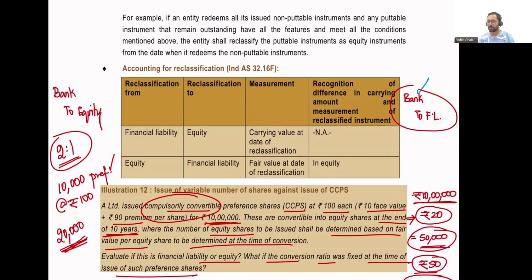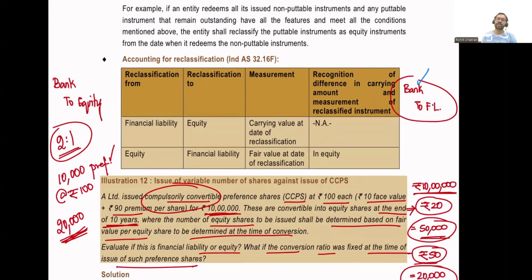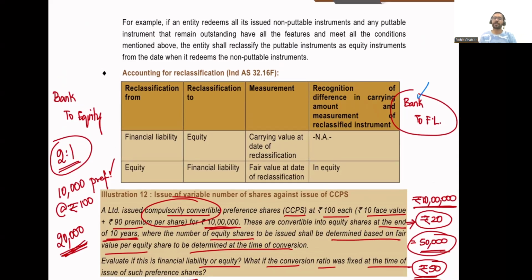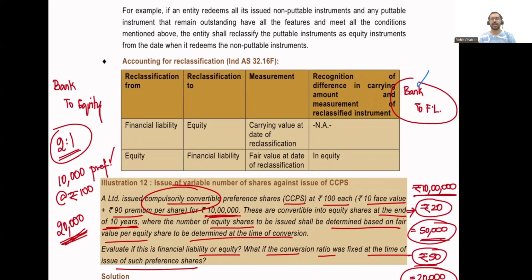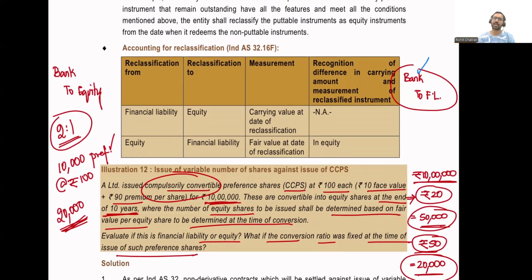The journal entry will be bank account debit to financial liability, where an entity has an obligation to issue a variable number of equity shares, and where the variable number of equity shares stems from changes and fluctuation of fair value per share, which means as the fair value of the share changes, you will change the number of equity shares to be issued. In such a case, we are going to classify the preference shares as a financial liability until the end of 10th year. All right, until the end of 10th year, this will be classified as a financial liability.